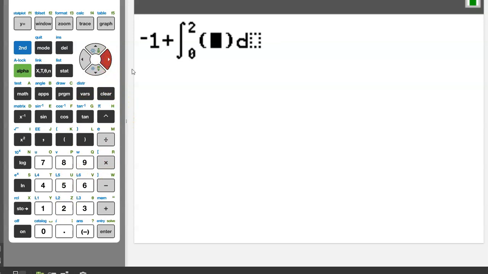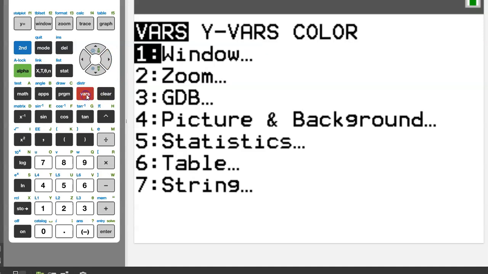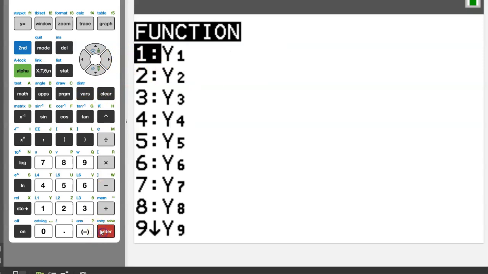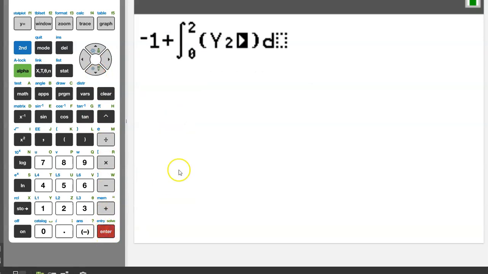We are integrating the velocity function. Remember, we have the velocity function sitting at y2. So you will use the vars button and go to yvars and choose function, and here's y2. This is the velocity function. So we are integrating the velocity function, and we are using the variable x, and this should be it.